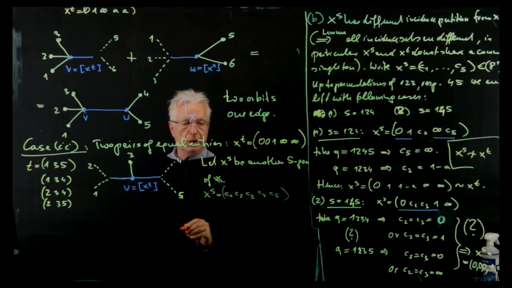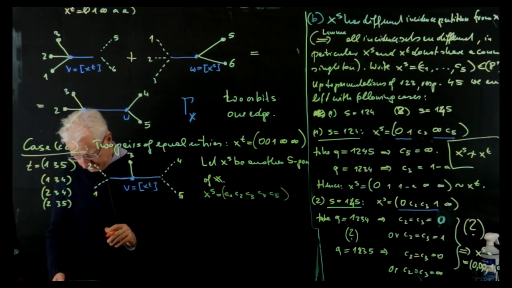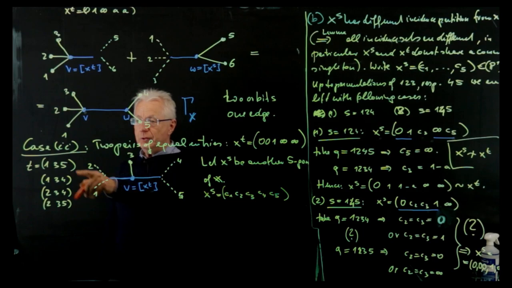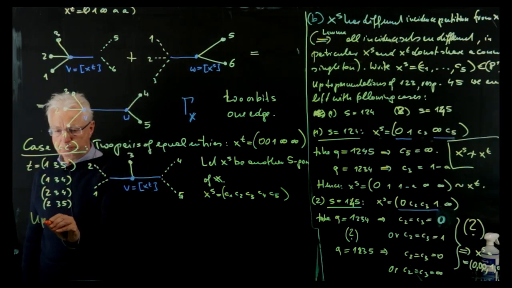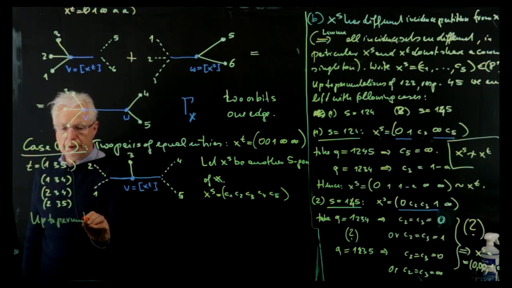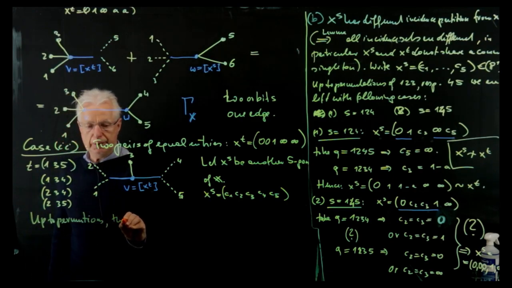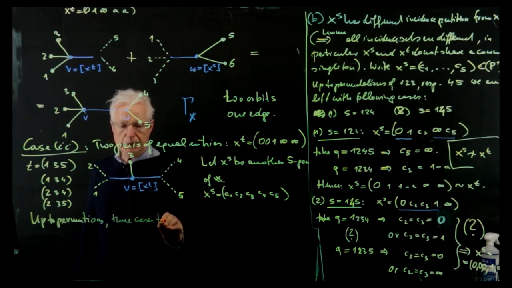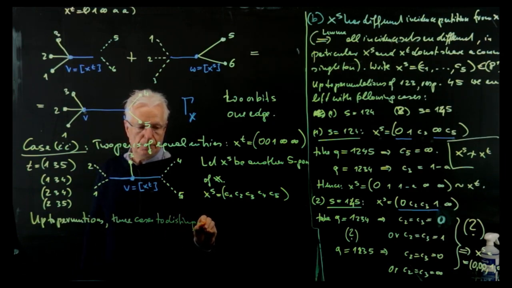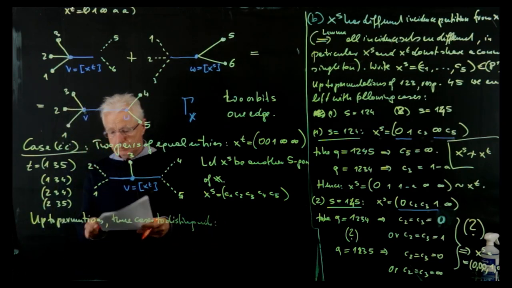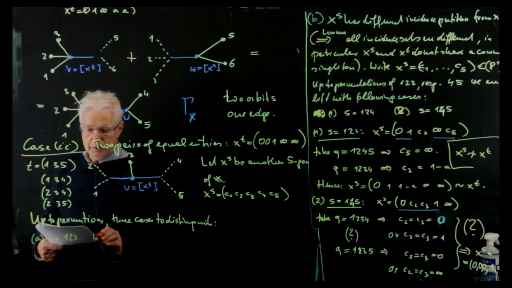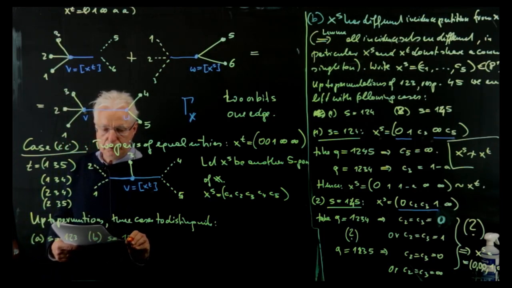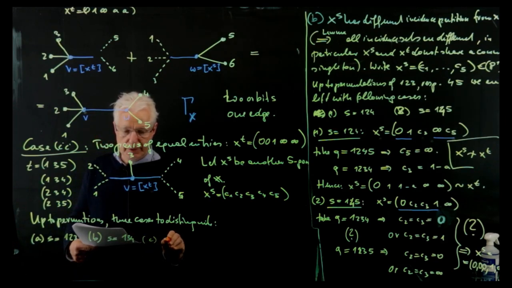Maybe I should give this as a homework, because when you do it, you will see it's really fun. Now, s cannot be one of these, because we want, of course, XS to be non-equivalent to XT. So 3 up to permutations, which are suppressed. 3 cases to distinguish. Namely, a, s equals 1, 2, 3, b, s equals 1, 3, 4, and c, s equals 1, 2, 4.